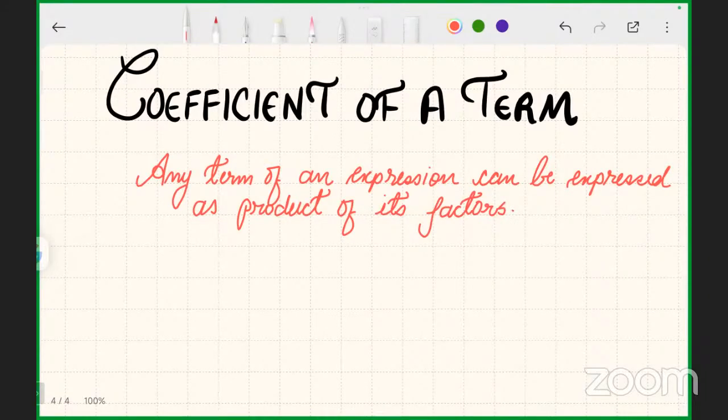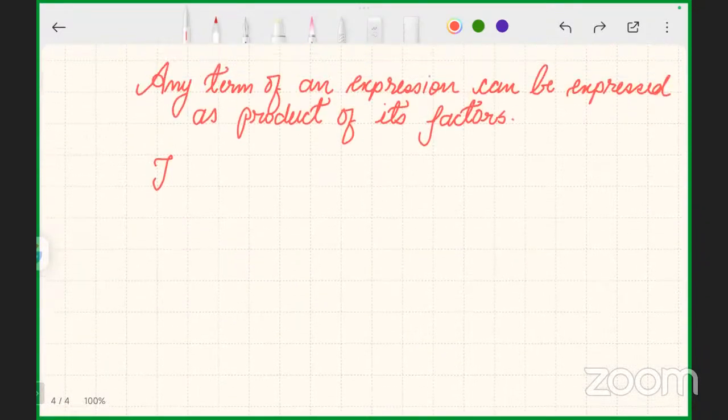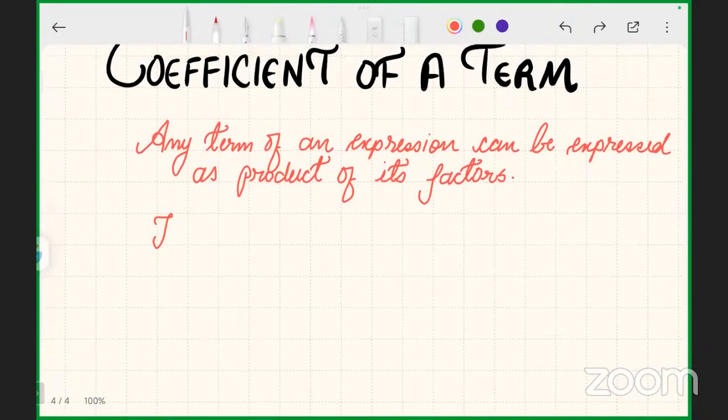So what are these factors? These factors are numeric, and there is one number and there is going to be one variable. So these factors are these. Obviously, any term or expression can be expressed as a product of its factors. So it is like the product of the factors.